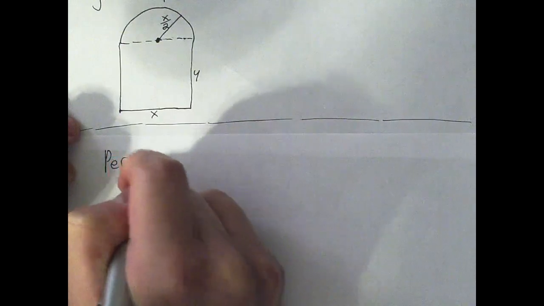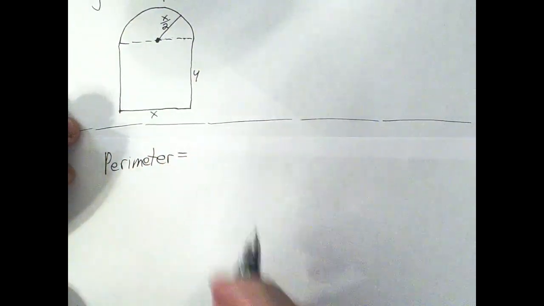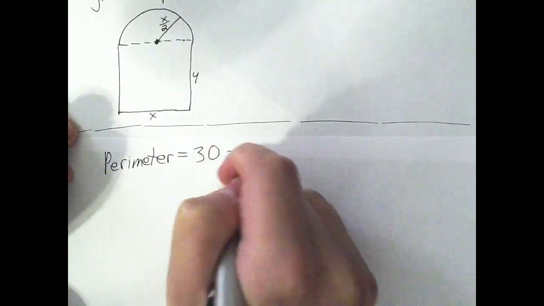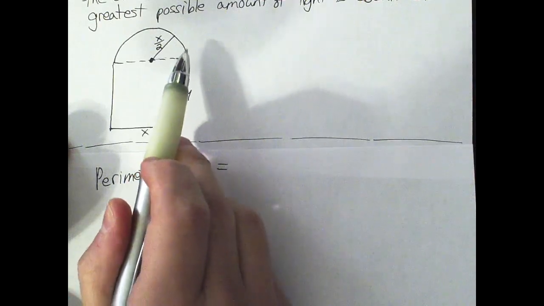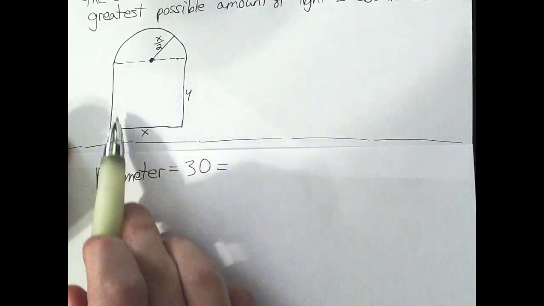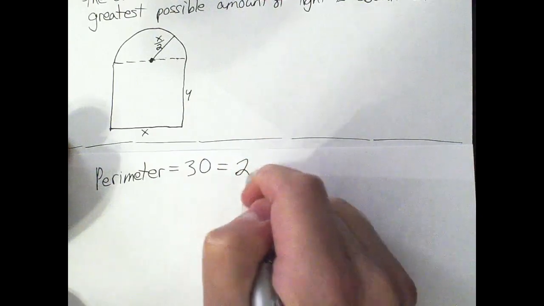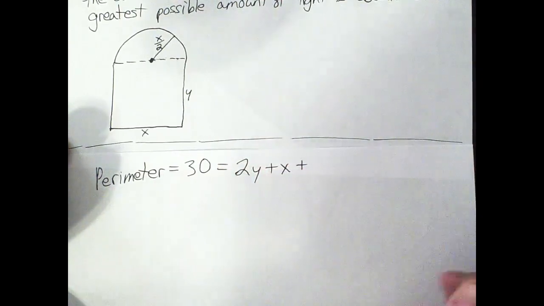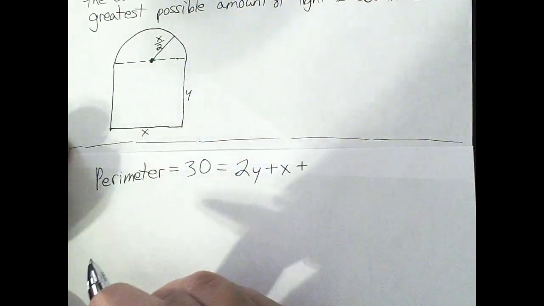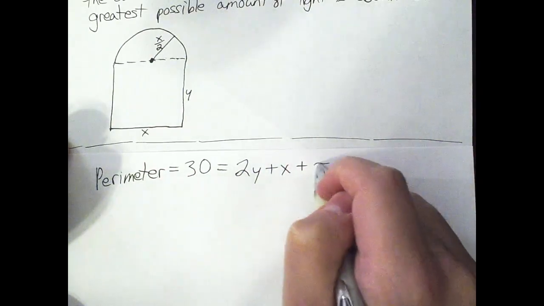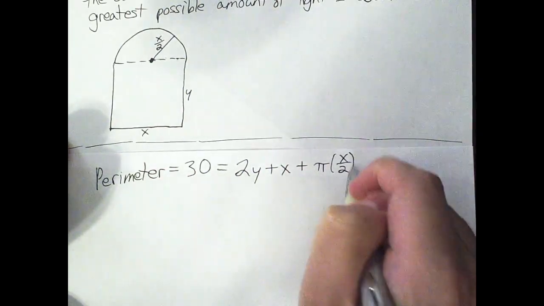Well, I'm going to go ahead with it. The perimeter of this window is given to us as 30. But moreover, I think we can actually write it in terms of x and y. Because looking at the picture, the perimeter would be x plus y plus the perimeter of the semicircle part plus another y. So I'm going to write this as 2y plus x plus, what's the perimeter of the semicircle part? It's half of the circumference of a circle. So it's going to be pi times the radius, x over 2.